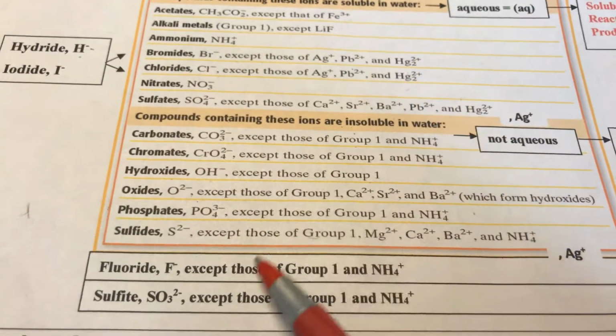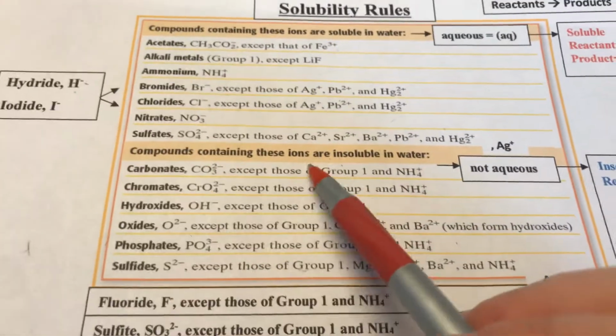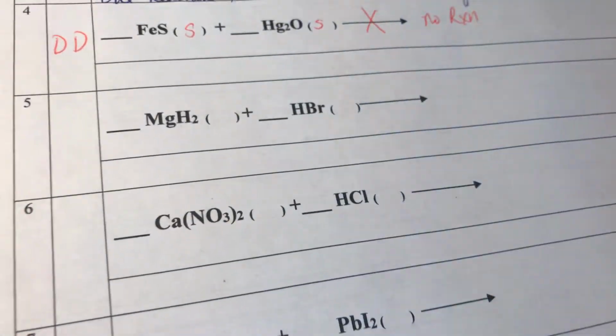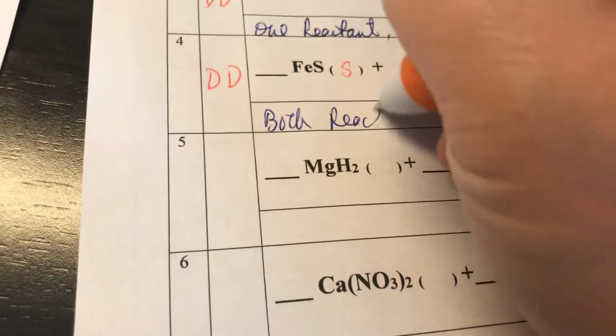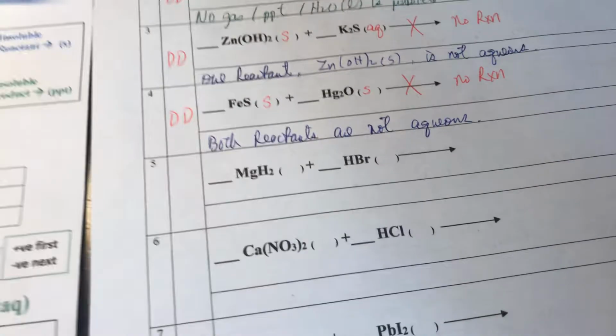I can do 3 more questions for you. So I'm going to do 4, 5, and 6. So FeS, first of all, this is a double displacement. Okay, so FeS, sulfides are insoluble, no exception. So this will be solid. HgO, Hg2O is oxide, this is mercury 2 oxide. So oxides are insoluble, no exception. Okay, right here, you don't need to continue to write. You just say no reaction. But the reason is not one reactant, it is both. So blue pen, both reactants are not aqueous. And that's it.